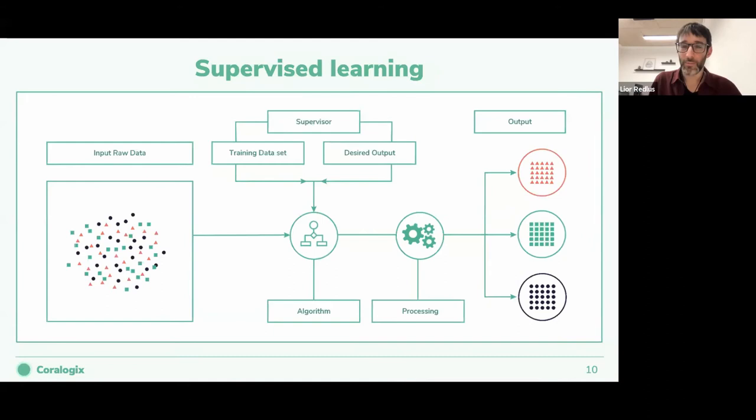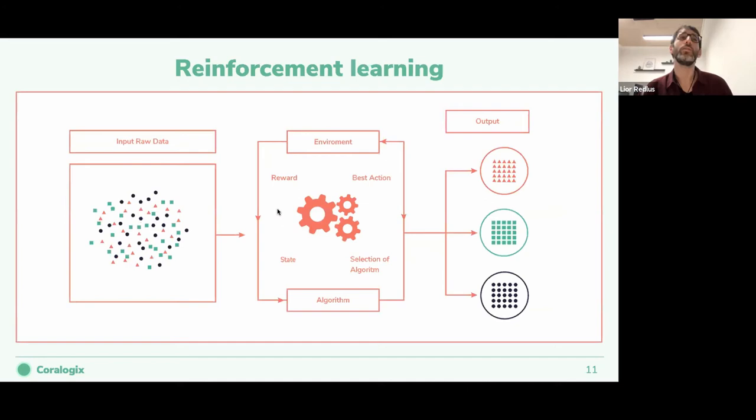Another type, which is somewhat similar to supervised learning but incurs something a bit different, is reinforcement learning. Reinforcement learning looks at the world. We have a state in the world that we feed to the machine, and we give it a selection of actions that it can choose from. Whenever the machine chooses an action that is in the direction that we want, we can give it a reward. And whenever it does something that is not in the direction that we want, we can take some of the reward away or even grant some penalties.